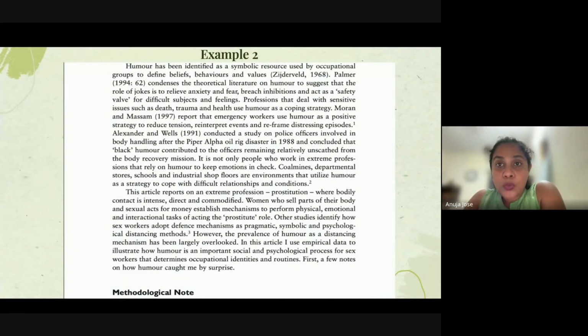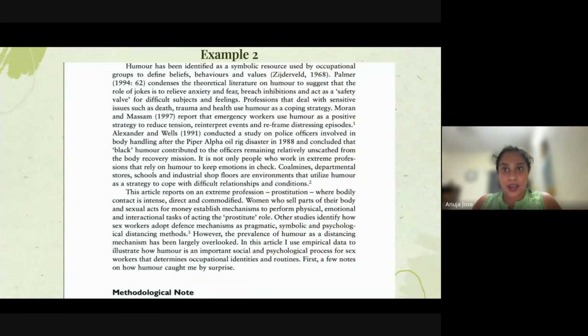So imagine you and I were writing this article, okay? I told you about the book that we have to maintain, right? So in our book, we will definitely write, in the review of literature section, probably in the second last paragraph, I will talk about humor in the occupational context. That would be my theme. Under that, I would draw lines. Under that, what are the occupations that I want to discuss? Definitely, I will write Palmer. Definitely, I will write Moran and Massan. Definitely, I will write Alexander and Wells. Those are the three studies that I want to mention.